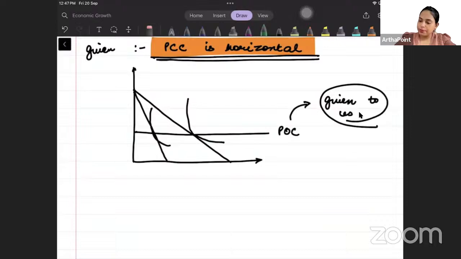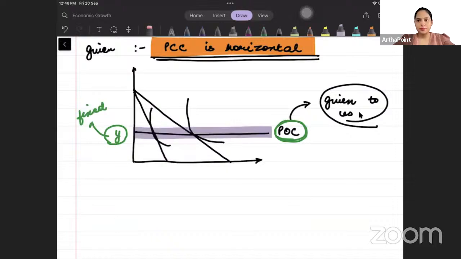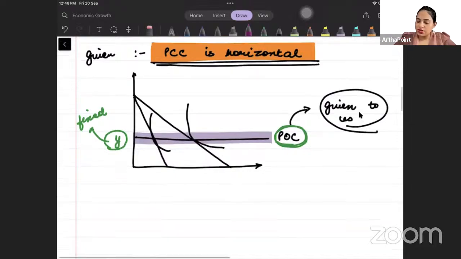So when your price offer curve or price consumption curve is horizontal, it means that consumption of good Y is fixed. You see this? It means that consumption of good Y is fixed, right? So price of good X is changing. That is why the budget line has pivoted outwards. Price of good X has changed.